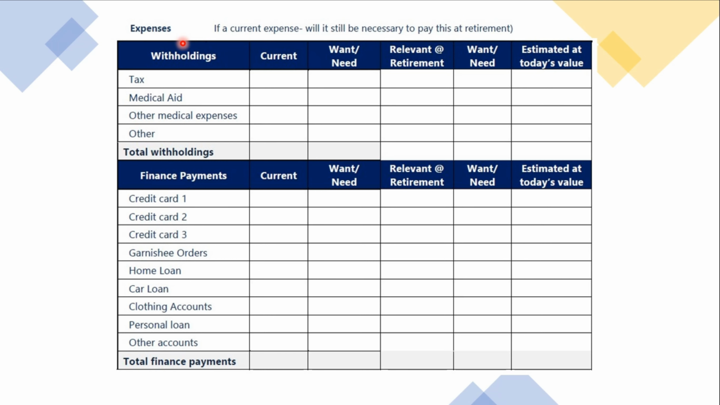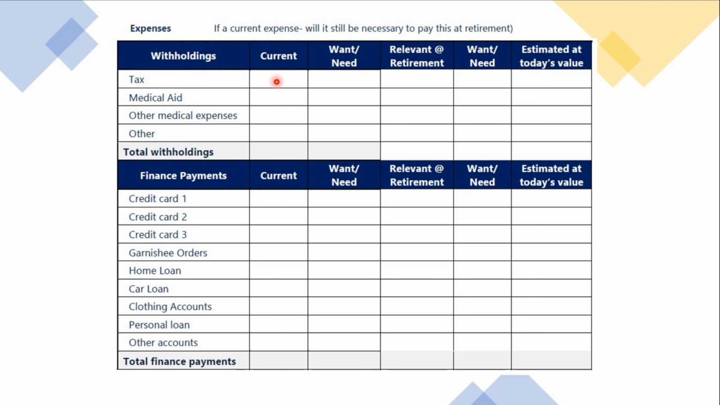Withholdings, of course, are deductions. Remember, deductions, I know you don't get it, but people say, so why do I need to know about it? We want you to be able to know what is deducted off my salary before it's paid in as net income, which I need to use to pay the rest of my expenses.